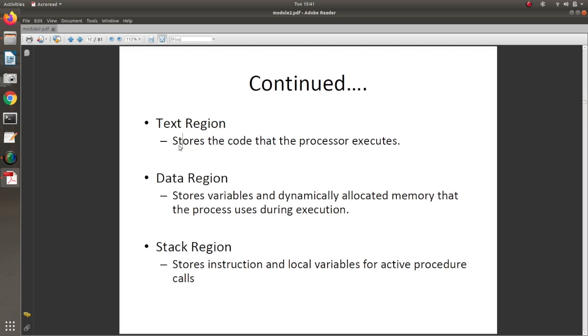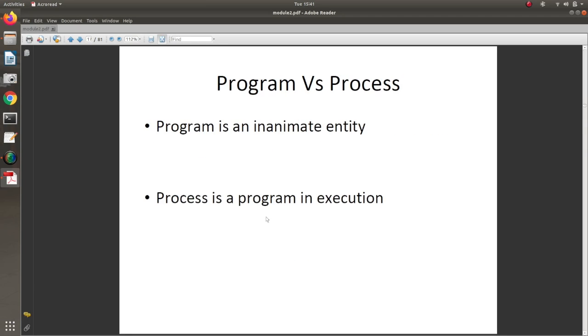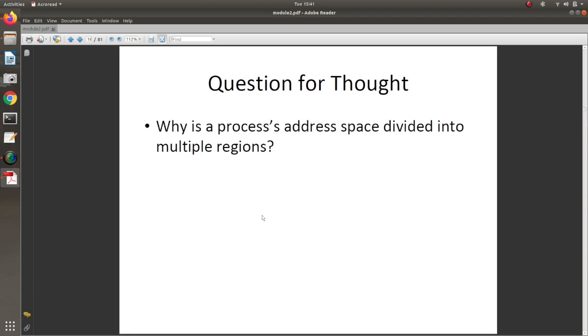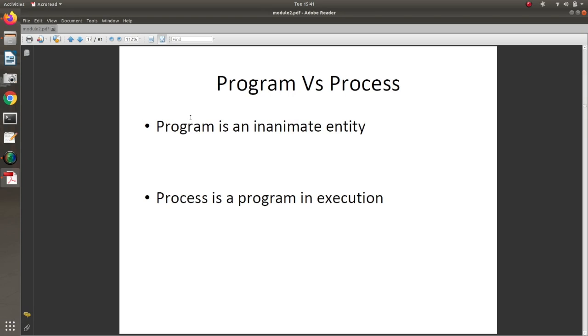Text section consists of the code the processor executes. Data consists of the stored variables and dynamically allocated memory that the process uses during execution, and the stack section that is used for function calls. Okay, now we've discussed this also yesterday in the previous video.